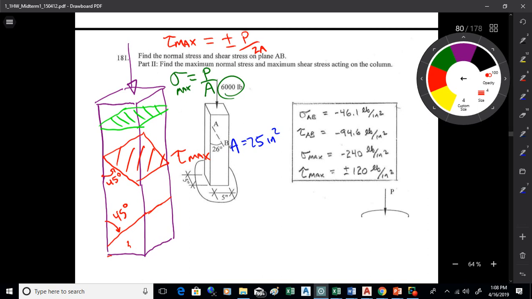So here's the other tau max, okay? So there's two of them. One of them's positive P over 2A, and the other one is negative P over 2A, right? So those are the two planes that the maximum shears act on.